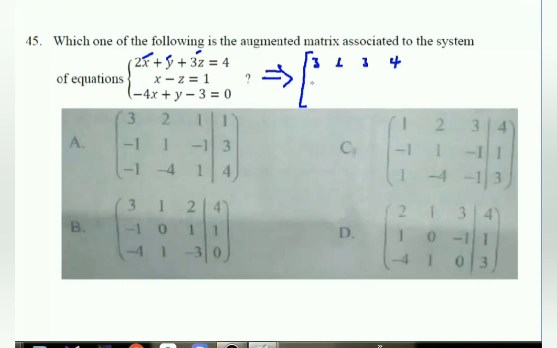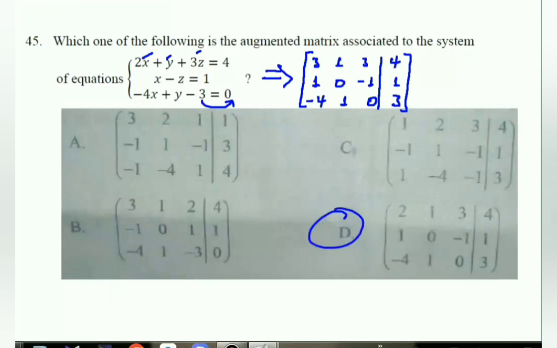On the second row, the coefficient of x is 1. The coefficient of y is 0, no more y. And the coefficient of z is -1. And the constant is 1. On the third row, the coefficient of x is -4. The coefficient of y is 1. And no more z here, therefore the coefficient of z is 0. But you can take this to the right side, therefore the constant becomes 3. Therefore this coefficient matrix together with the constant matrix is the augmented matrix for this system of equations. From the given choices, D will be our answer.